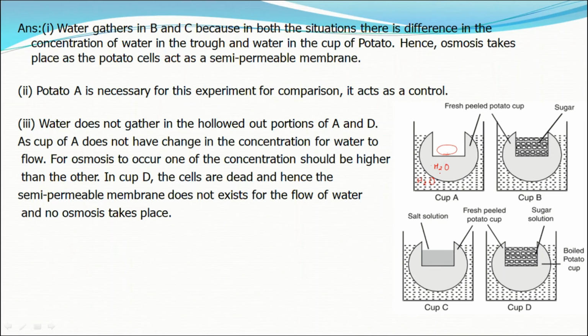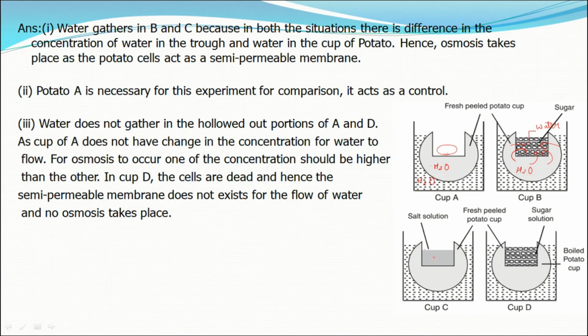is nearly the same. But if we talk about cup B, what will happen? Because you have put sugar inside it, the concentration of water molecules becomes less because of the presence of sugar, and here the concentration of water is quite high in comparison with the sugar. So what will happen here? You will see movement of water from higher to lower region. So from here to here, water releases out from the cell. You will observe water gathers in cup B.